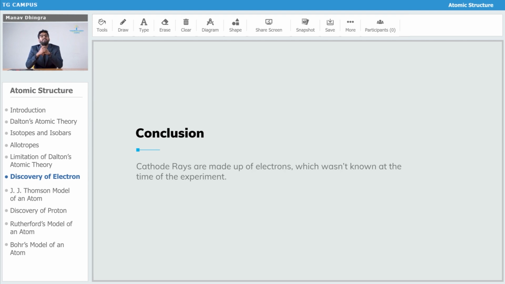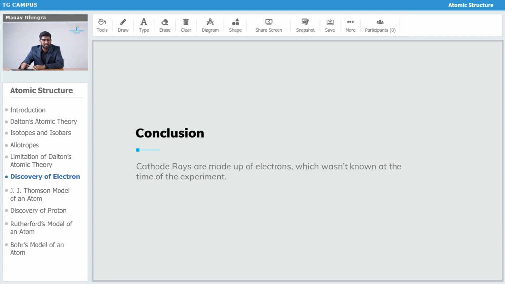The last observation, or you can say the last conclusion, was that cathode rays were made up of a particle called the electron, which was not known at that time of the experiments, but J.J. Thomson named it the electron that we know today.